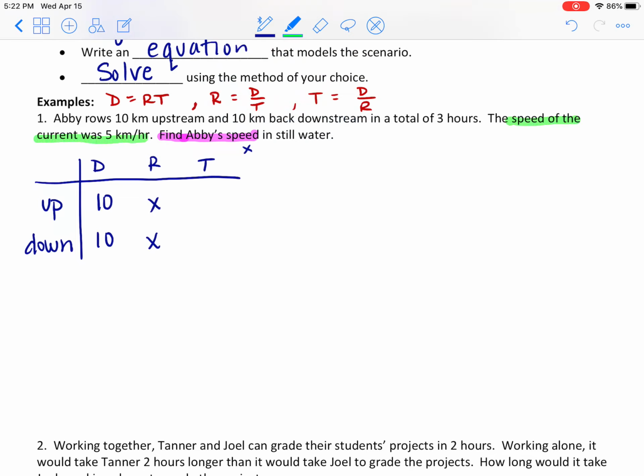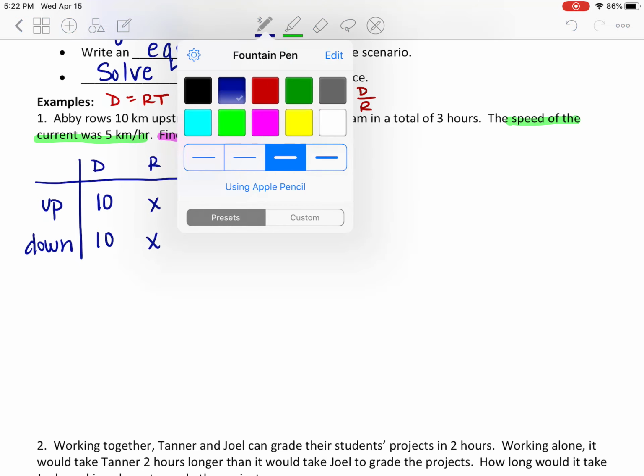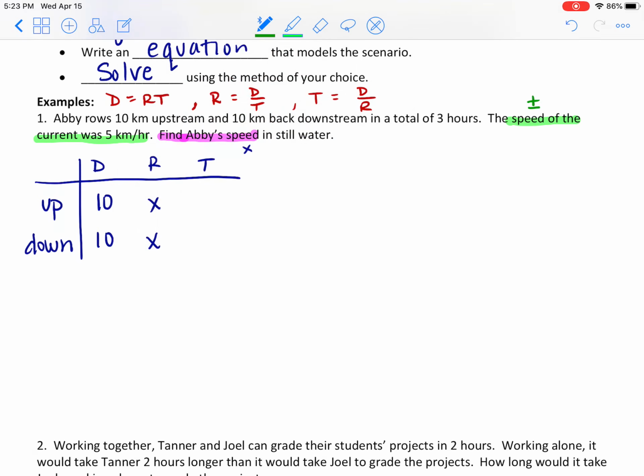Now here we've got to be careful because we also have the speed of the current, right? So that's going to have to be factored into that speed or rate column. Now if you remember, what we do with that current is we add and subtract the current from the speed that we're either given or looking for. In this case, we're looking for it, so x. So if you're going upstream, you're fighting the current, you're going to be 5 kilometers per hour slower. When you're going downstream, you're going with the current, you're going to be, in this case, 5 kilometers per hour faster. So we want to subtract the 5 here because we're slower and add the 5 here because we're faster.